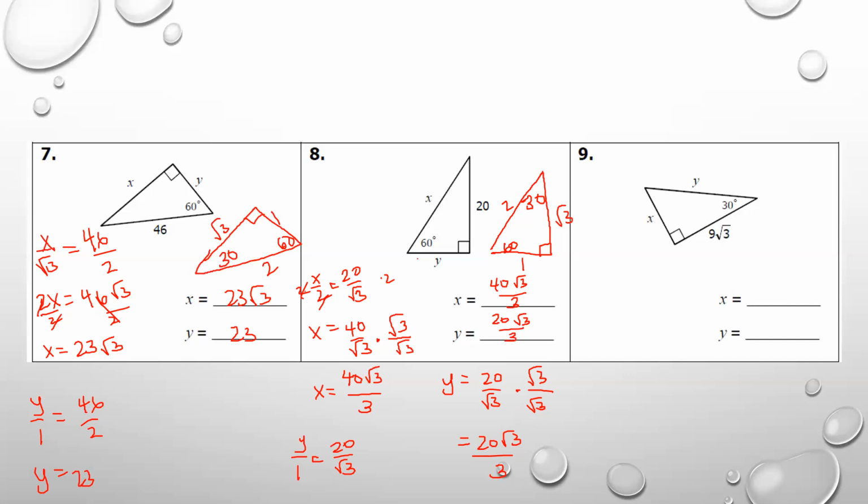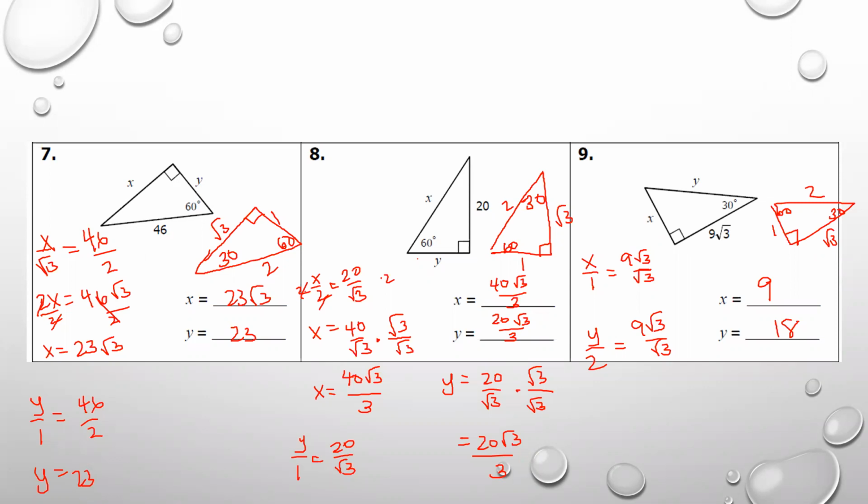All right, I'd like you to try number 9. Redraw your most basic 30, 60, 90 triangle right next to it. Set up your proportions. I think you'll actually see something pretty magical happen in number 9. Go ahead and try that now. So this one actually came out to me really pretty. X was 9 and y is 18.